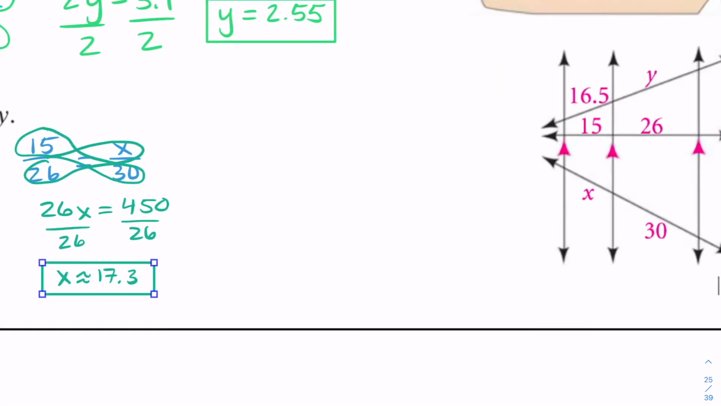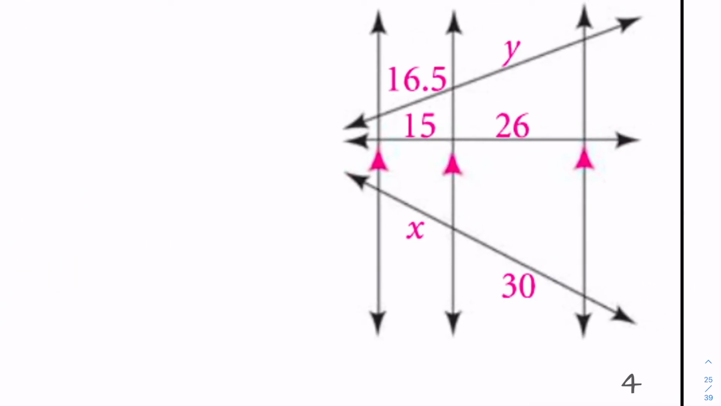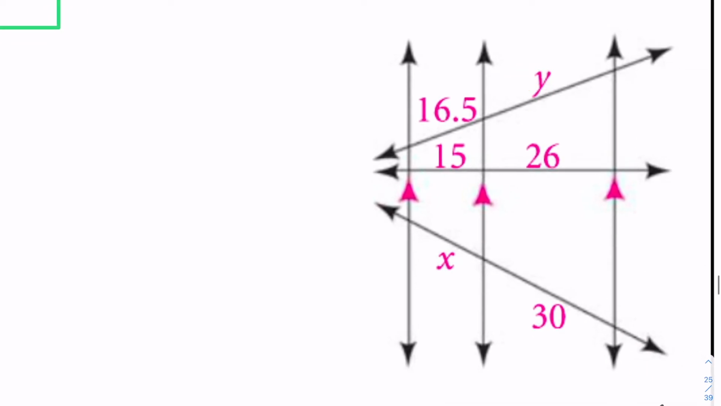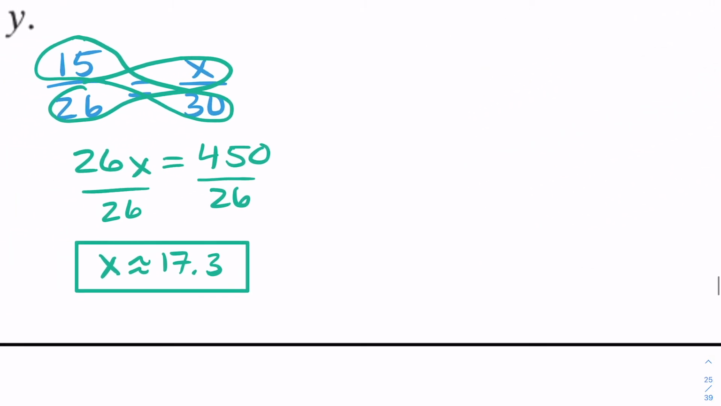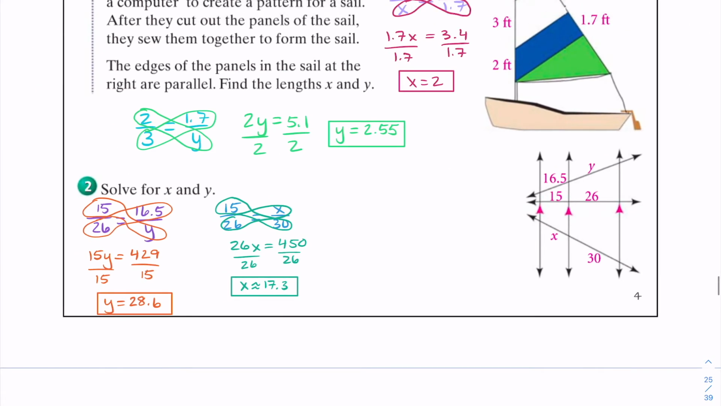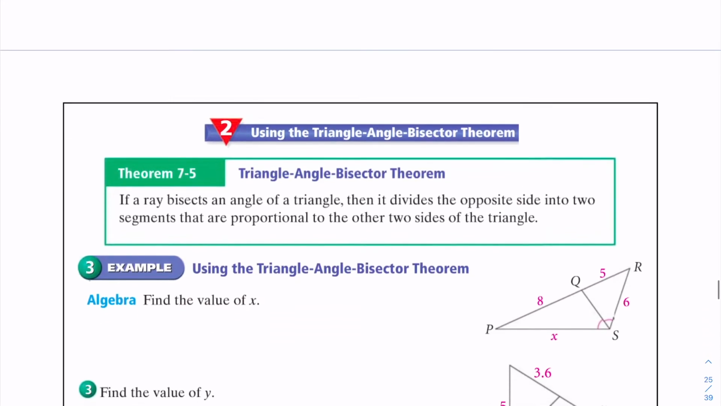All right. It makes sense to take a look here. We have 15 and we have 16.5, which is a little bit greater than 15. So 26, what's a little bit greater than 26? Well, that is 28.6. So that makes sense. And greater than that is 30. So greater than 16.5, which is 17.3. So that part makes sense as well. All right, that's the first part of our lesson.